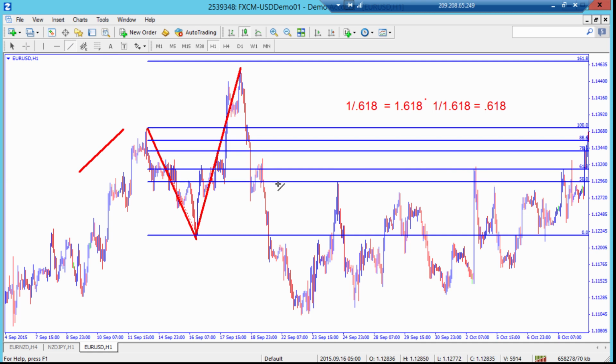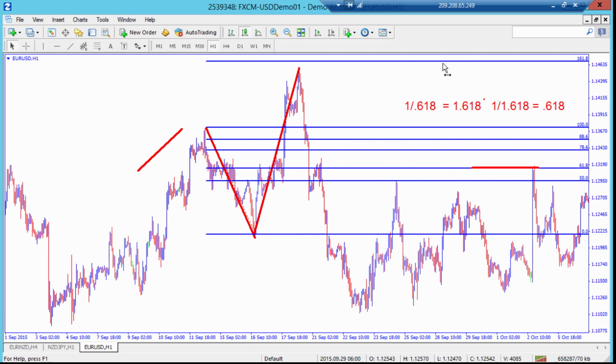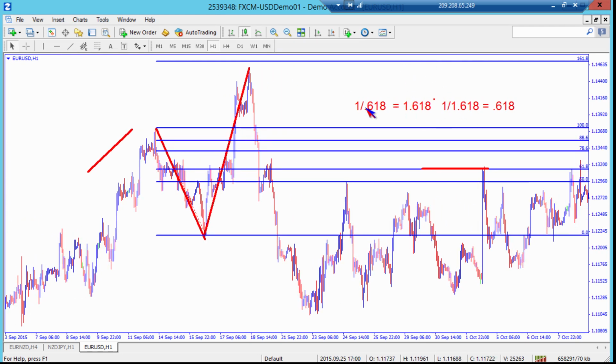The inverse is between the 0.618 and the 1.618, dividing numbers. And this is pretty much the world's perfect number. And I'll explain that another day. So if I take an extension down, move down and extend up.